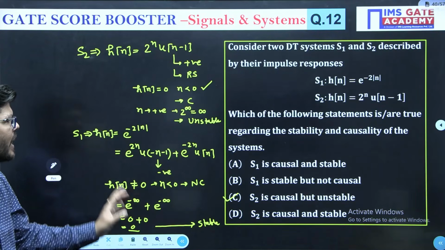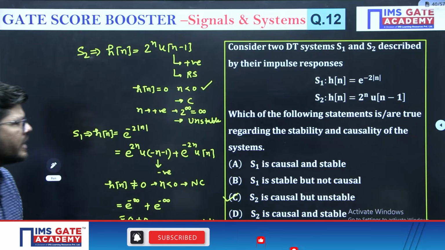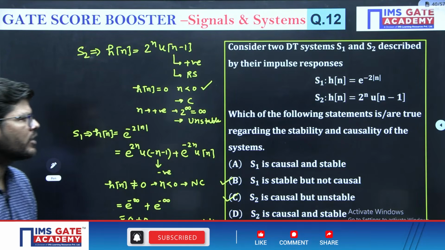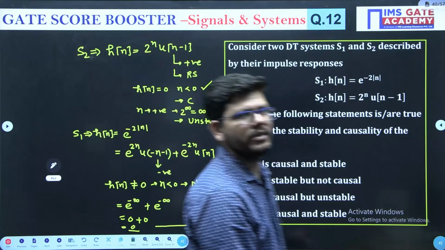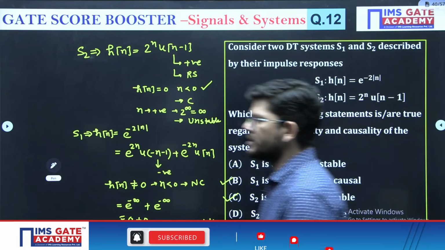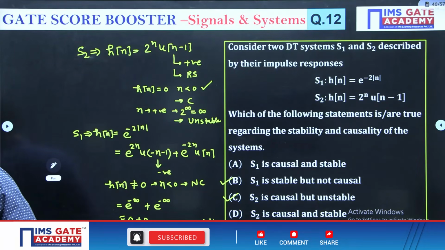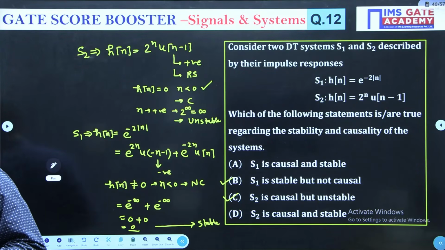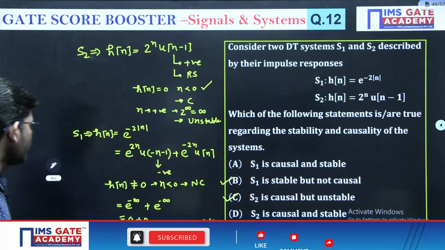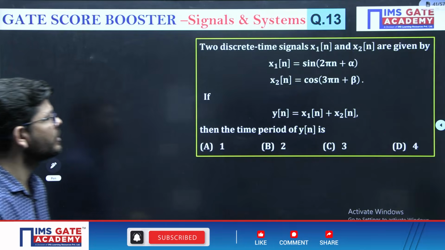Right? So S1 is what? S1 is non-causal, but S1 is stable. Option B: S1 is stable but not causal. So B and C are the right options. This is a perfect question for an MSQ. I hope that it is clear. Okay, guys, so two such questions we have solved, and I hope your concepts are clear with these questions.